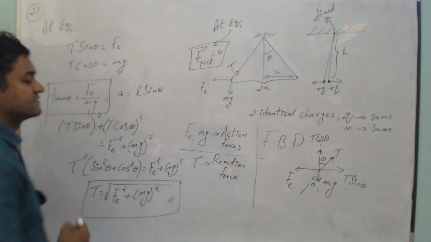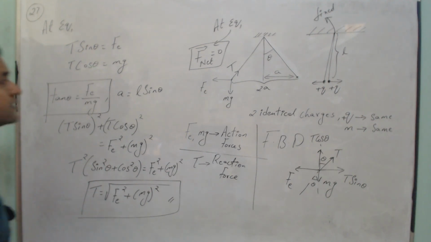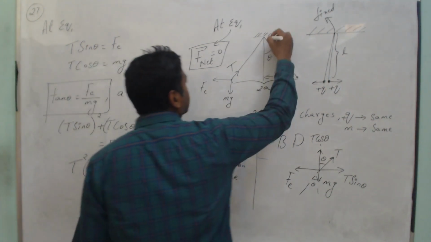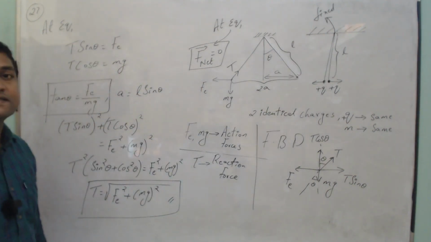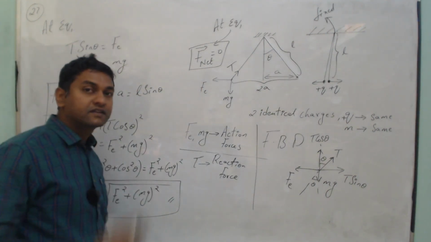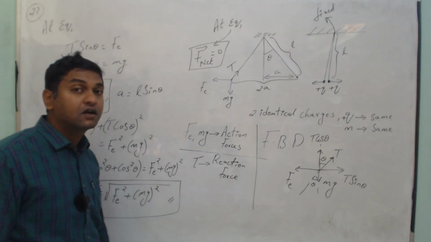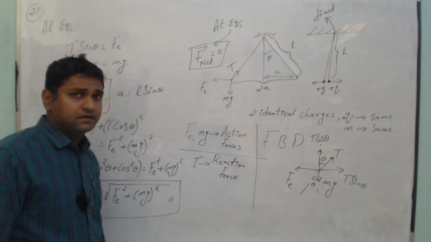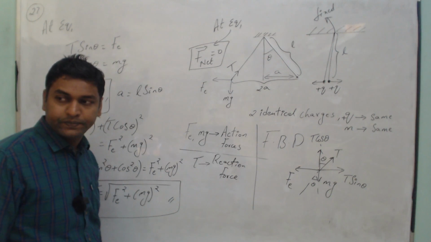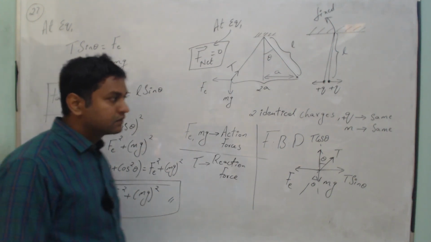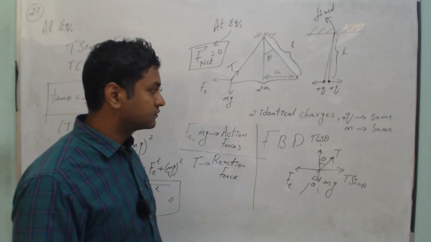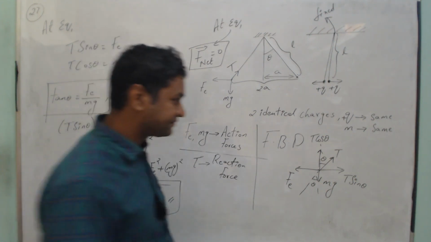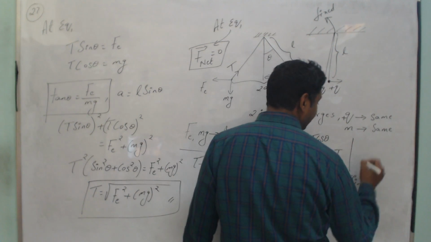Do you know how I can write sine theta in terms of tan theta? Trigonometry. How will I write sine theta in terms of tan theta? Sir, we can write sine theta equal to the square root of 1 minus cos square theta. Then if we divide by cos theta, I'll write it directly over here.